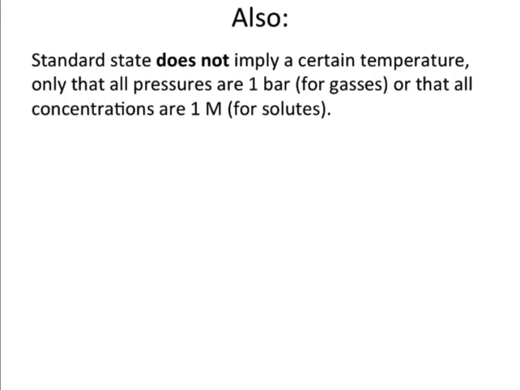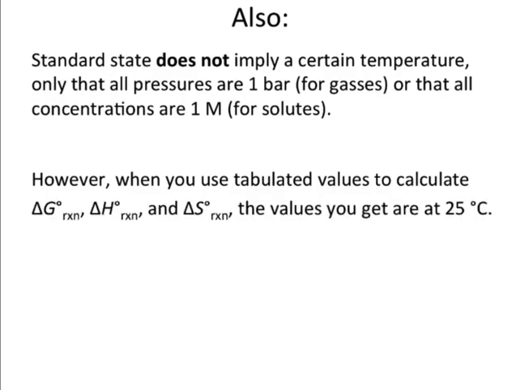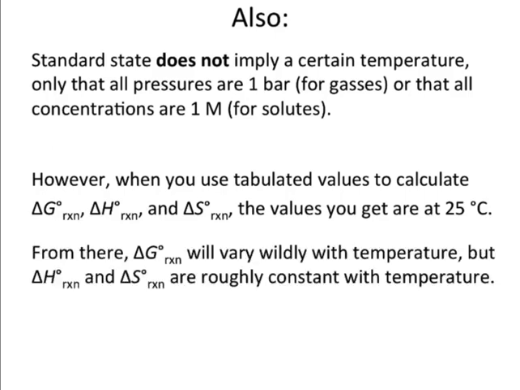Another little nuance is that standard state does not imply a temperature. It tells you that pressures have to be 1 bar for gases or 1 molar for solutes, but there's no temperature required here. However, we have to pick a temperature when we're going to make this table of values for entropy, enthalpy, and free energy, and we pick 25C. So ultimately, when you use these values from the table to find some sort of change for your overall reaction, you're going to get an answer that comes out at 25 Celsius. So then we're limiting ourselves a lot to then what numbers we can calculate because we're at 25C.